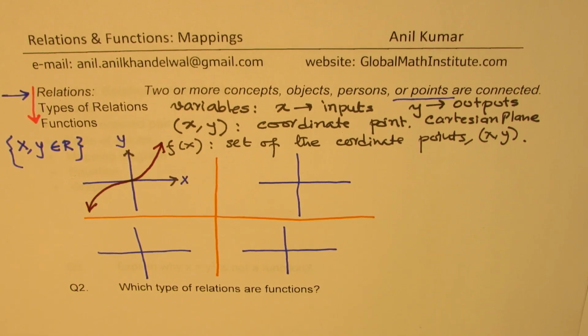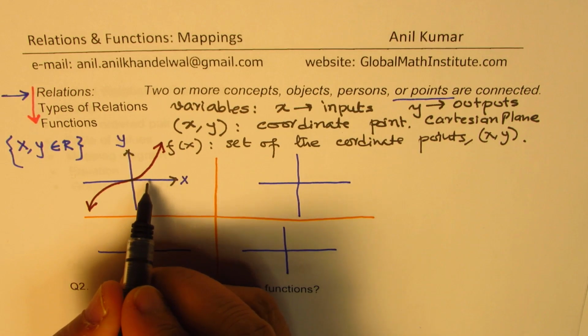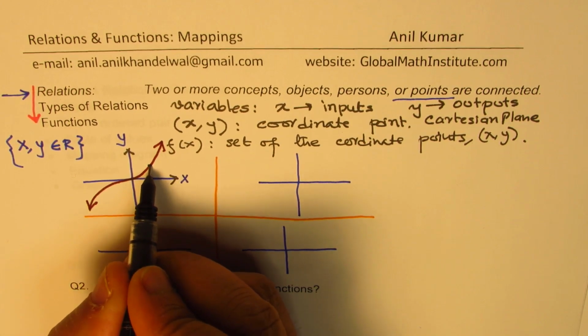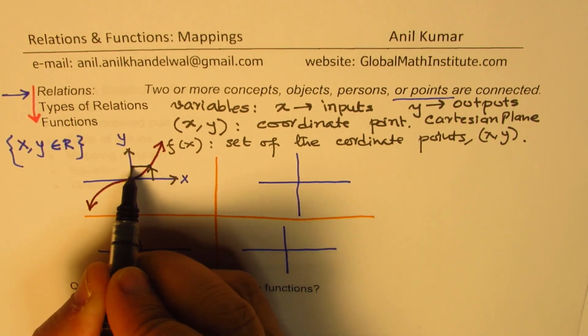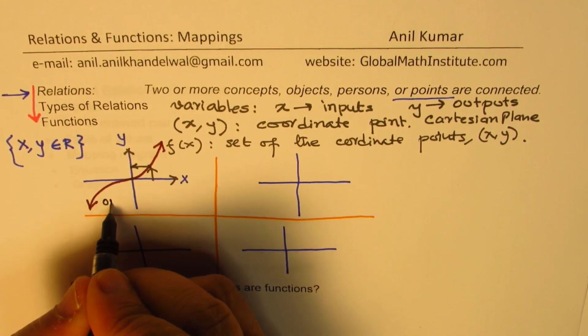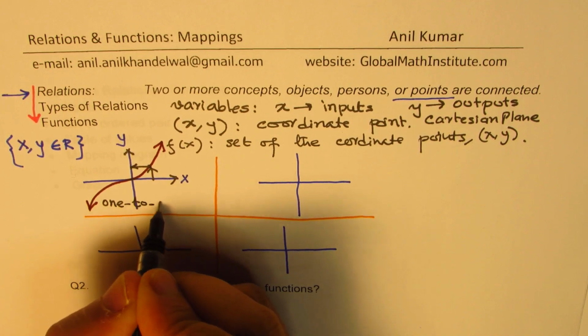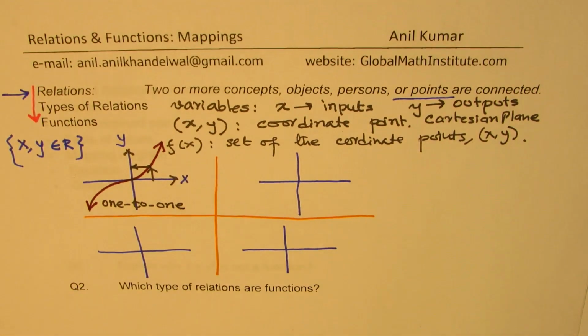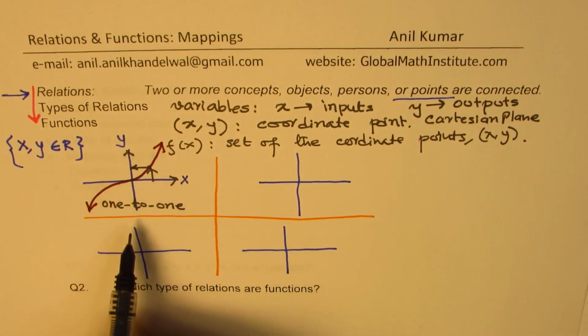Now what you notice here is that one value of x is associated with only one value of y. And therefore, we call this a 1-to-1 relation. Right. So the name of this relation is 1-to-1.